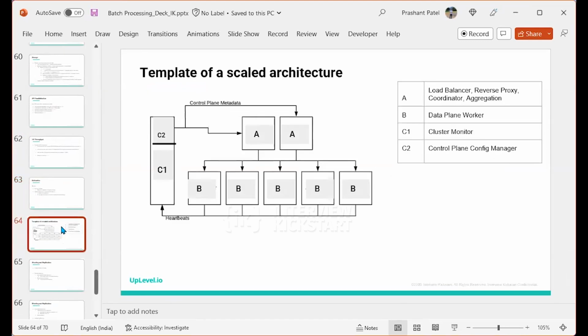So the architecture is the same way that we have discussed, with a few changes. The load balancer and application server are going to be the same. There would be a configuration manager and a cluster monitor: C1 is the cluster monitor, and there is the config manager. The cluster monitor is mainly for managing, adding and removing clusters, and reading heartbeats. C2, the configuration manager, will hold some configuration, and it can hold the reverse proxy as well. What is a reverse proxy? It's kind of reverse indexing.